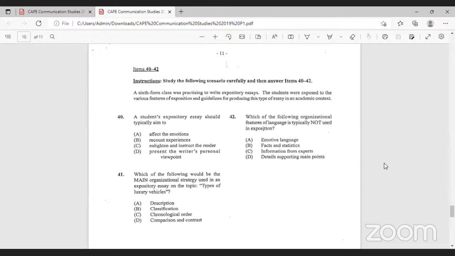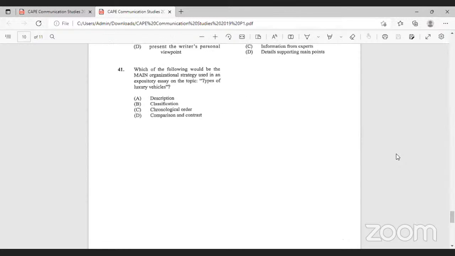42, which of the following organizational features of language is typically not used in exposition? Not. Emotive language, facts and statistics, information from experts, details supporting main points. I got that. A. Yeah. Right, so 40 is C, 41 is B, and 42 is A.